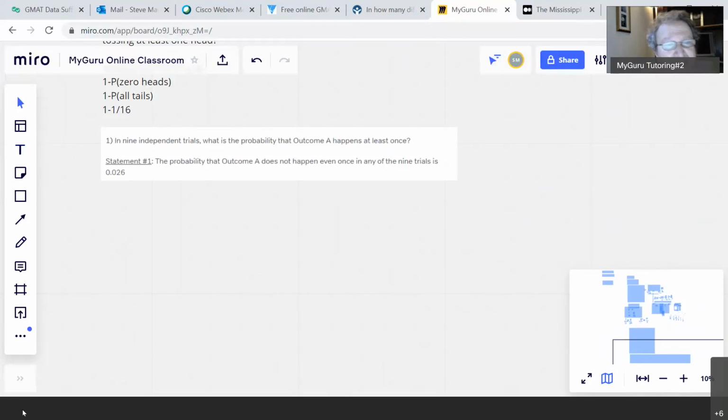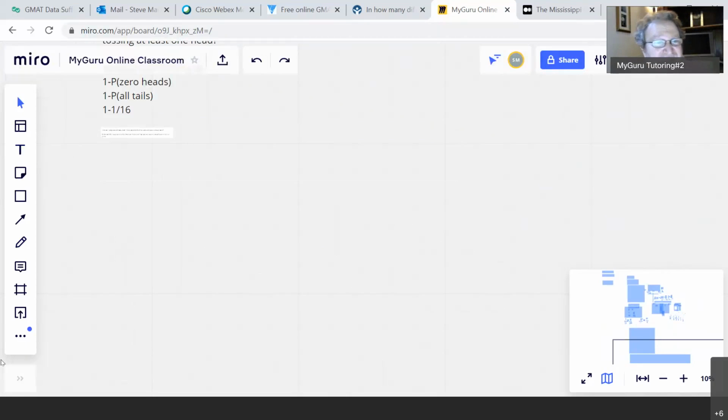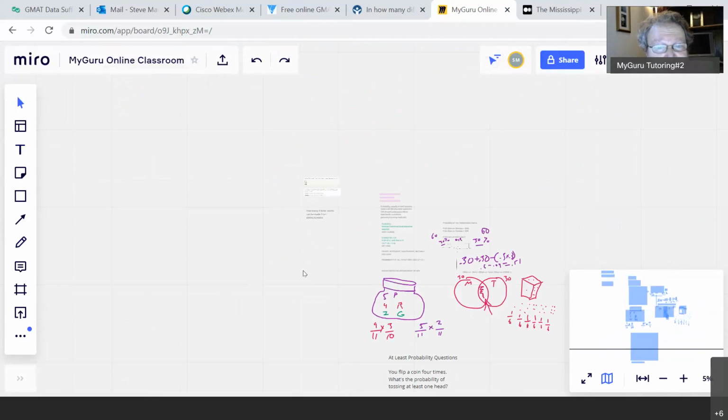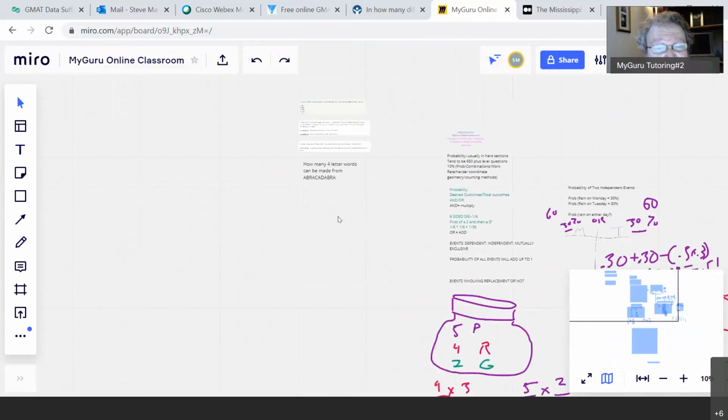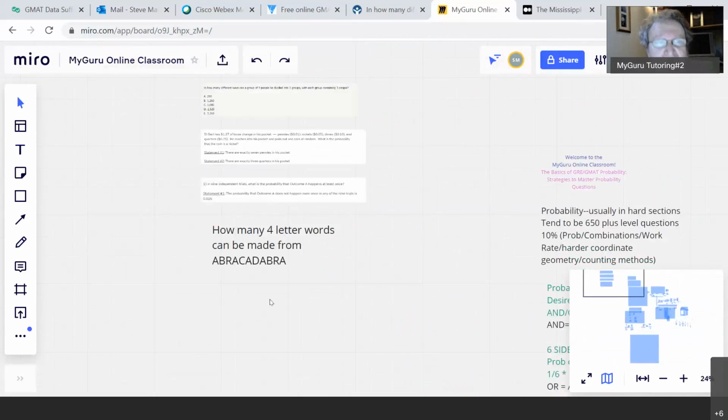Oh, wait a minute. I'm missing a statement here, aren't I? Hold on one second. I'm going to stop sharing the screen. I didn't copy this properly. I'll grab this, one second. Half a second here. That's why I only copied statement 1 and not statement 2. So here it is with statement 2.